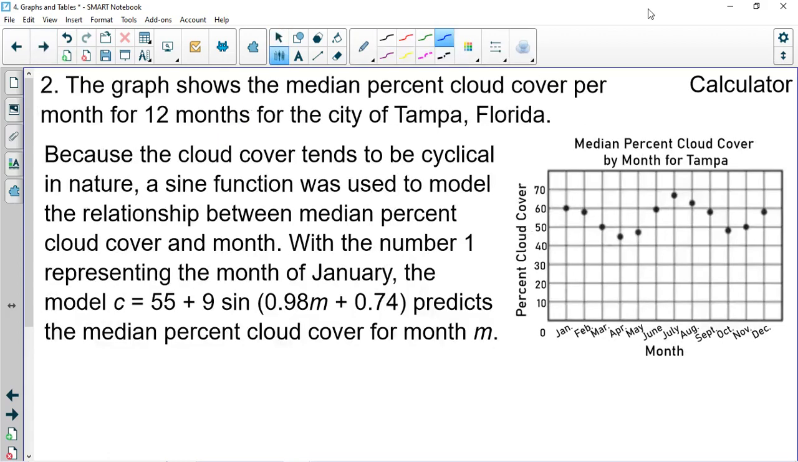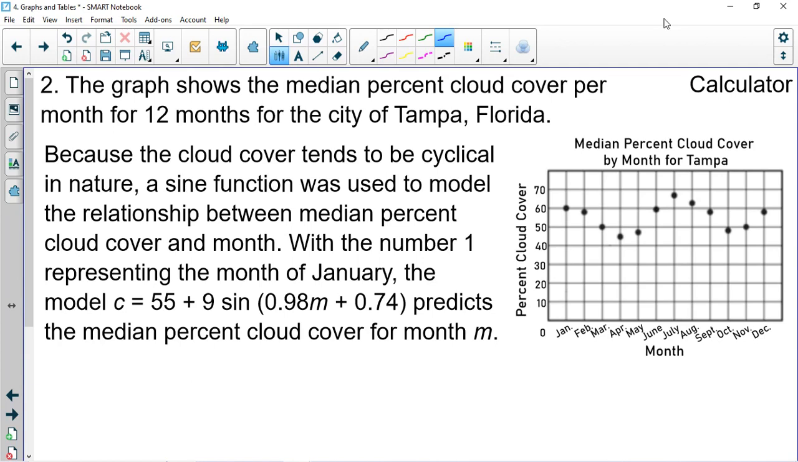All right. Number 2. The graph shows the median percent cloud cover per month for 12 months for the city of Tampa, Florida. Because the cloud cover tends to be cyclical in nature, a sine function was used to model the relationship between median percent cloud cover and month. With the number 1 representing the month of January, the model C equals 55 plus 9 times sine of 0.98m plus 0.74 predicts the median percent cloud cover for month M.